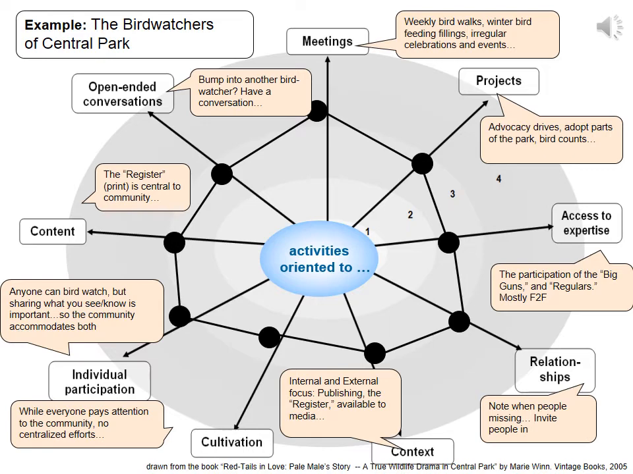I just want to talk about technology. In this case, the register over in content is a book that was stored in a coffee shop where people would note what they saw. And this turns out to be very valuable and very fragile, because if something happened to that book, they'd lose all their information. I don't know what they're doing now, but that's a very simple technology.